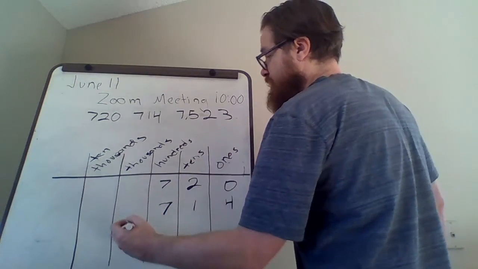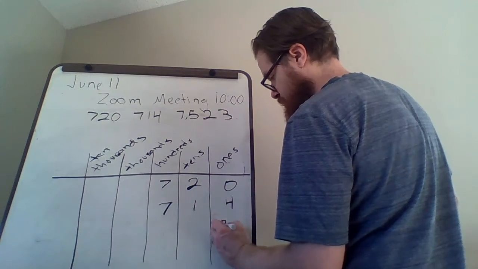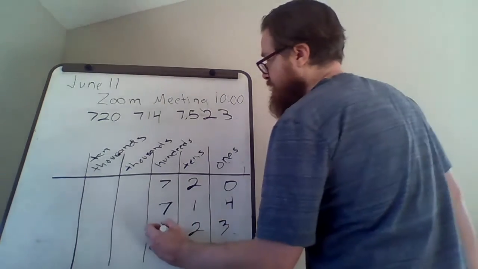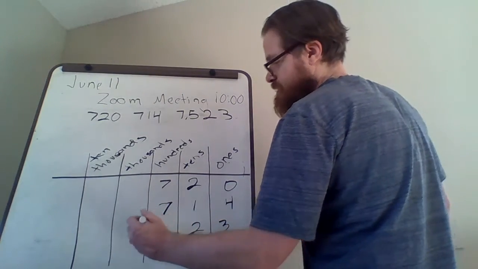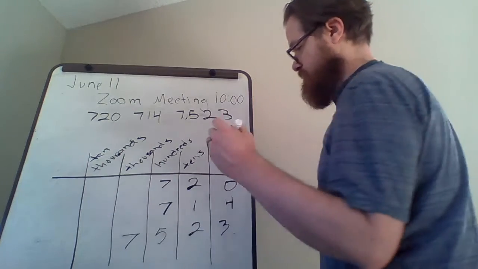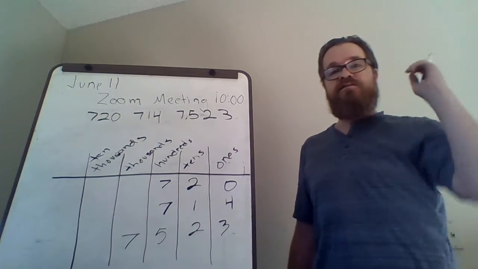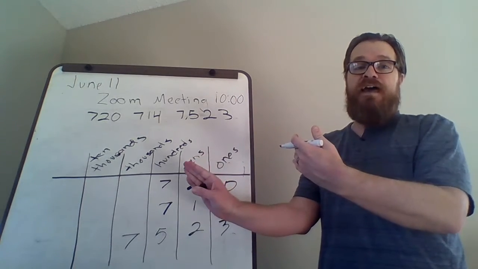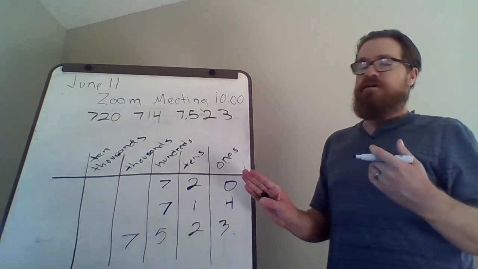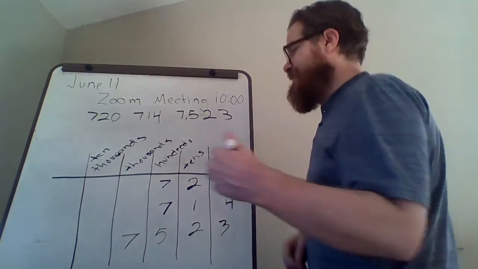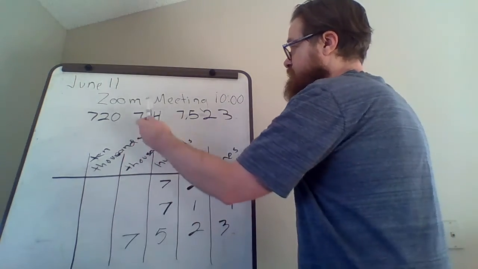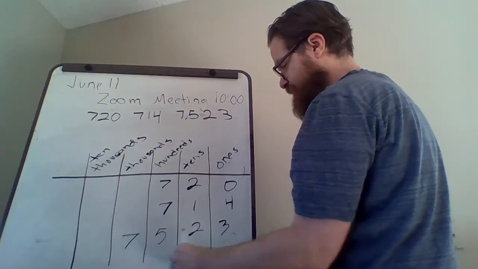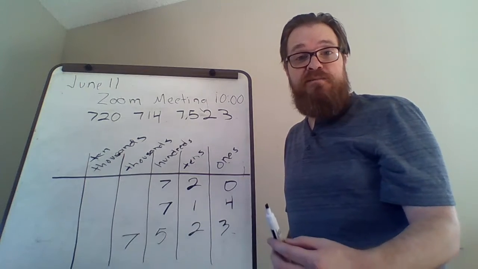Now I have 7,523. So I have a 3 in the ones place, a 2 in the tens place, a 5 in the hundreds place, and a 7 in the thousands place. Now that I've written these numbers out, I'm going to go to the biggest place they have and compare them. It's really obvious which of these is the greatest, because I come out to the biggest place, and 7,523 has to be the biggest number, right?